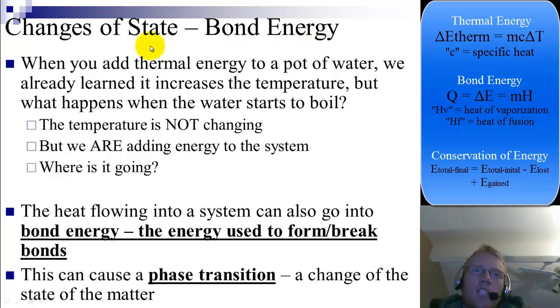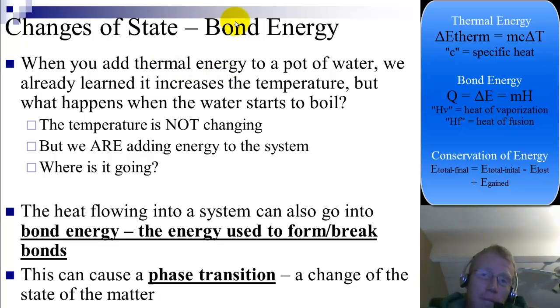Okay, bond energy. So we've learned 4 types of energy up until now. We're adding our 5th type of energy, which is bond energy. So think about what happens when you are boiling water. You start adding energy to the water, and the temperature starts to go up. Okay, but at some point, the temperature stops going up, and something else happens. So even though we're still adding energy to it, the energy is no longer going into thermal energy because the temperature doesn't keep going up. Yet that energy has to go somewhere. So you might ponder, okay, well, where's that energy going?